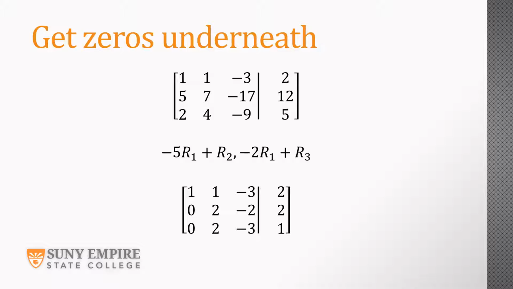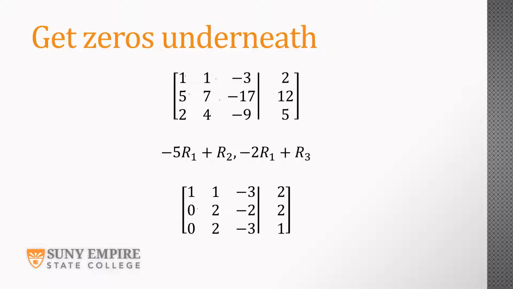Now we want to get zeros under the 1 we just created. 1 is such a handy tool in mathematics. We will use linear combinations involving row 1 to make the 5 and 2 below it go away. The exact linear combinations we use are -5 times row 1 plus row 2, and -2 times row 1 plus row 3. For row 2, we have -5 times 1 plus 5 equals 0.